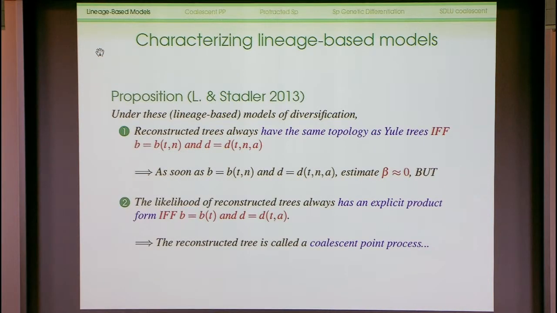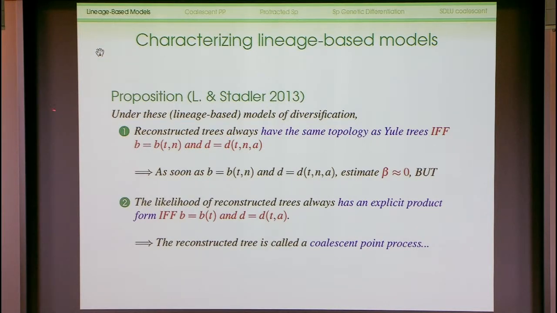So the first proposition is that we were interested in the law of the topology of these trees generated by these birth-death models, and the first result that we got with Tanja Stadler from ETH Zurich is that the reconstructed trees that are produced by these lineage-based models of diversification always have the same topology in distribution as Yule trees, if and only if B only depends on time and the number of standing particles, and D only depends on time, number of standing particles, and a non-heritable trait.